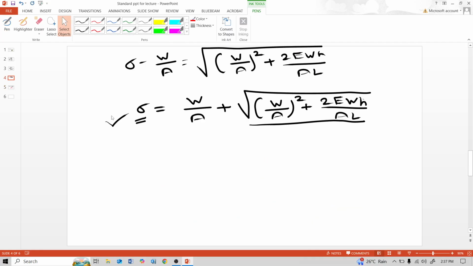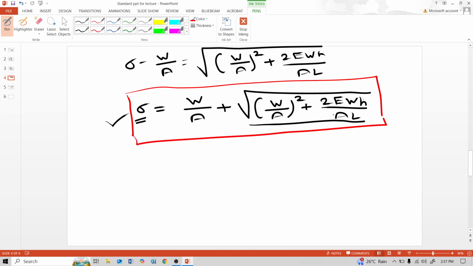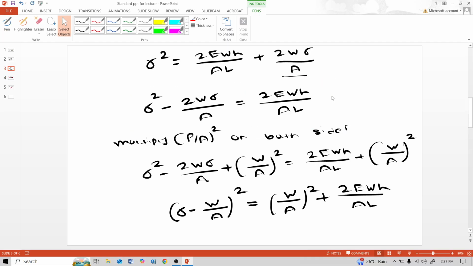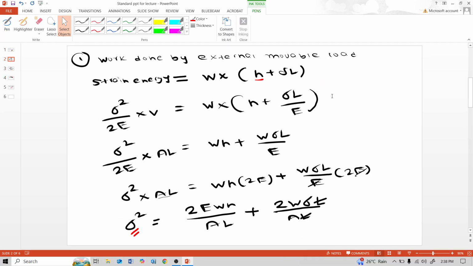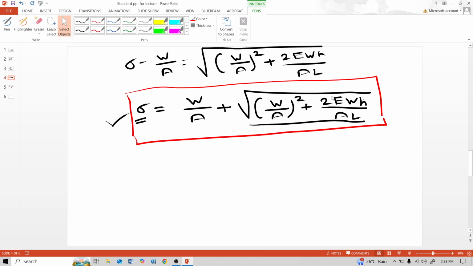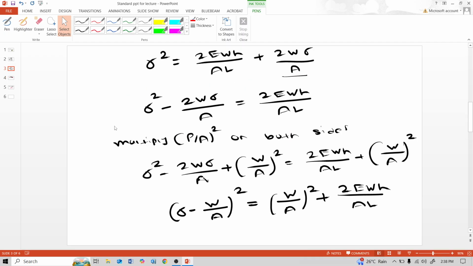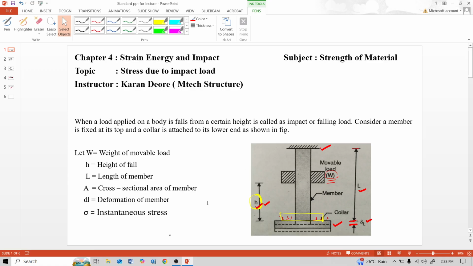This is important. This is our main formula: stress due to impact load is equal to W by A plus the square root of W by A square plus 2EWH upon AL. And how do we get this formula? The first step is the work done by the external movable load, and work done is nothing but the strain energy. After solving it mathematically, this stress comes: sigma is equal to W by A plus the square root of W by A square plus 2EWH upon AL. So this is our today's lecture. Thank you for watching this lecture.